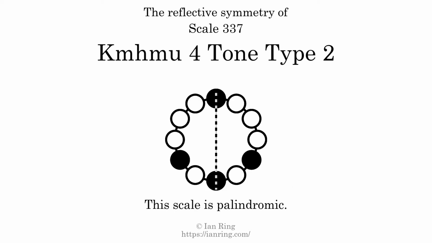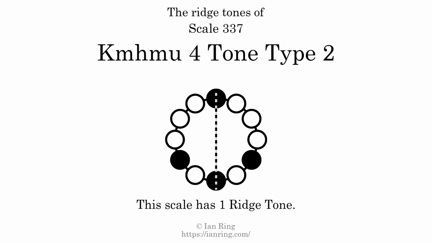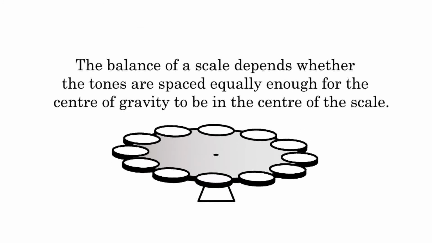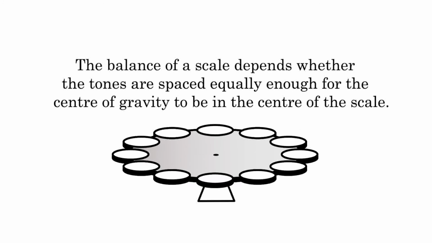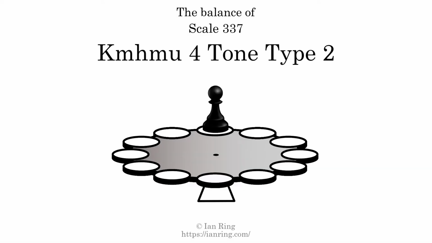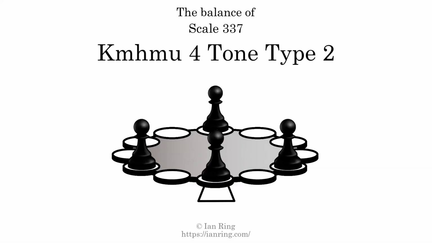This scale has reflective symmetry across an axis positioned at the root tone. This scale has the same pattern of intervals both ascending and descending, so we call it palindromic. This scale has 1 ridge tone. Here, the balance of a scale depends on whether the tones are spaced equally enough for the center of gravity to be in the center of the scale. This scale is not balanced.